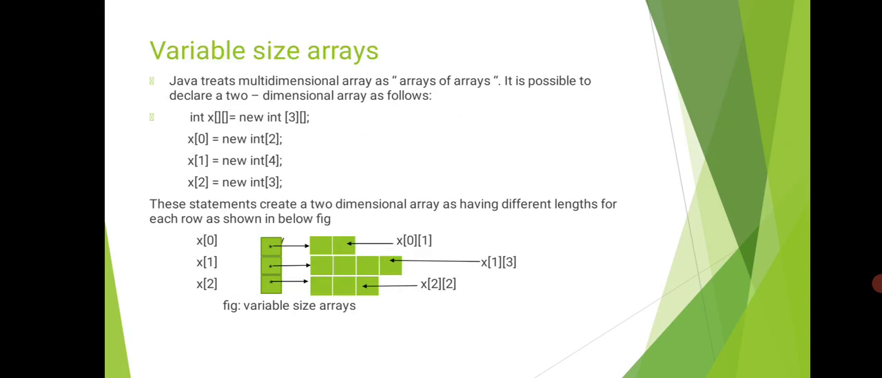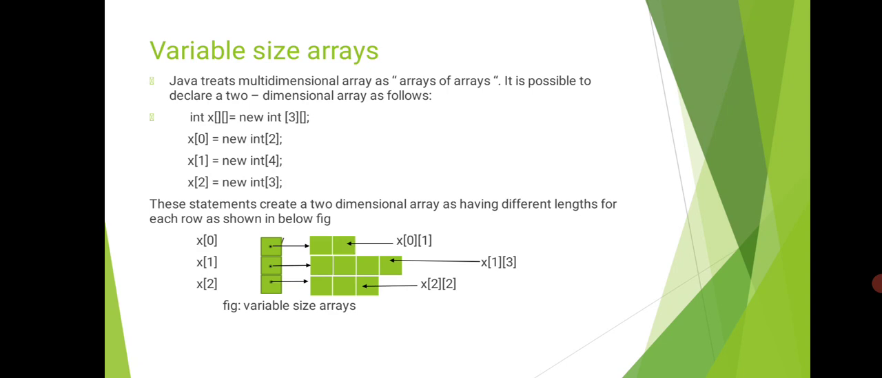Next, in multi-dimensional arrays we see variable size arrays. Java treats a multi-dimensional array as an array of arrays. And a multi-dimensional array is called an array of arrays. Why? It is possible to declare a two-dimensional array as follows.